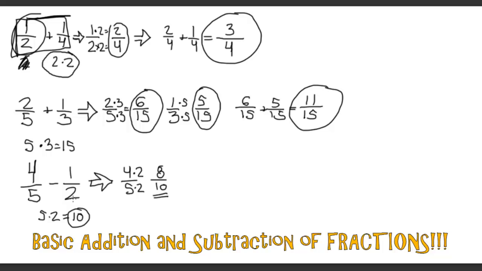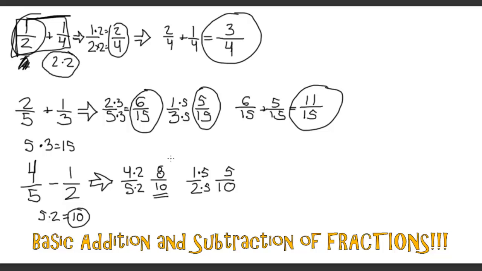The next fraction is going to be this 1/2 over here. So I'm going to take my 1/2, and I need to turn it into a fraction that has 10 on the bottom. What do I do to 2 to turn it into 10? I multiply it by 5, and I have to do the same thing to the top. So 2 times 5 equals 10, and 1 times 5 equals 5.